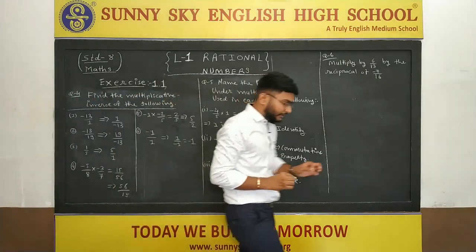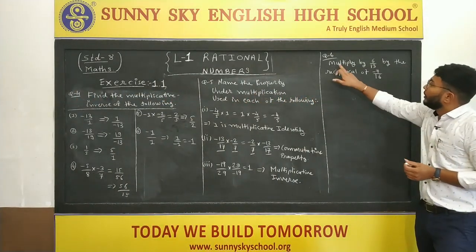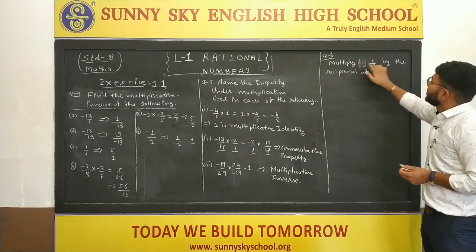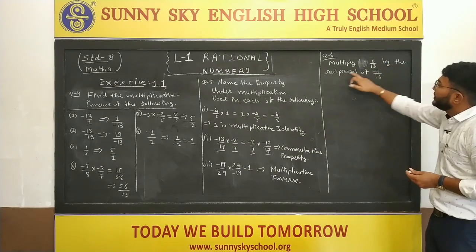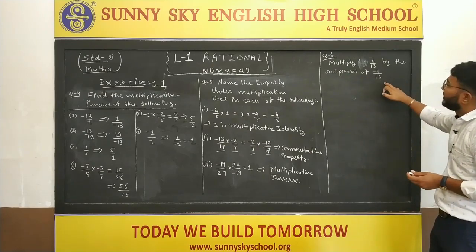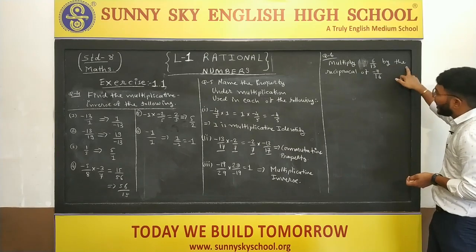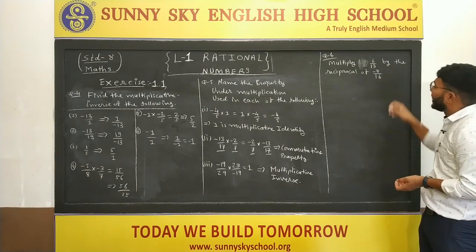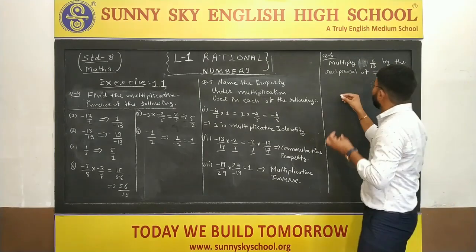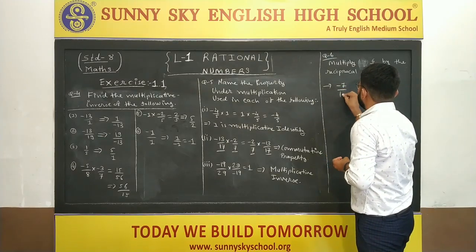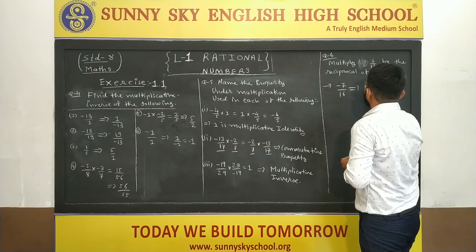Now question number 6. What is the question? Multiply 6 by 13 by the reciprocal of minus 7 by 16. We first find the reciprocal of minus 7 by 16. Then what is the answer? It is 16 by minus 7.